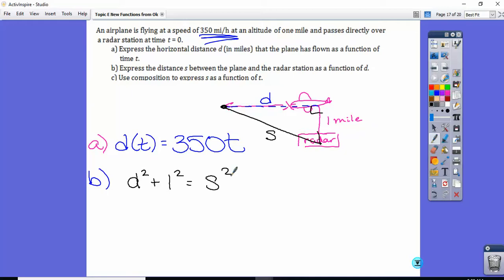We are trying to find a formula for s. So if I wanted to get s by itself, what would we do? Square root. Typically with the square root, you do a plus and minus, but s is a distance here. Can it be negative? No. So s is the square root of d squared plus 1 squared, which is just 1. So we found a formula for finding that distance.